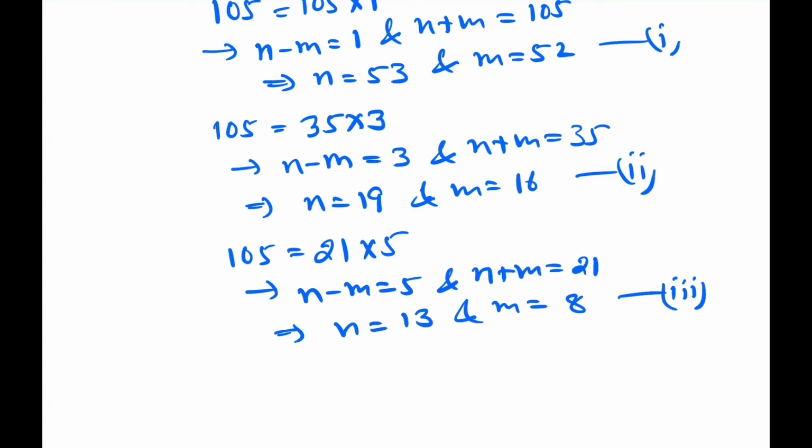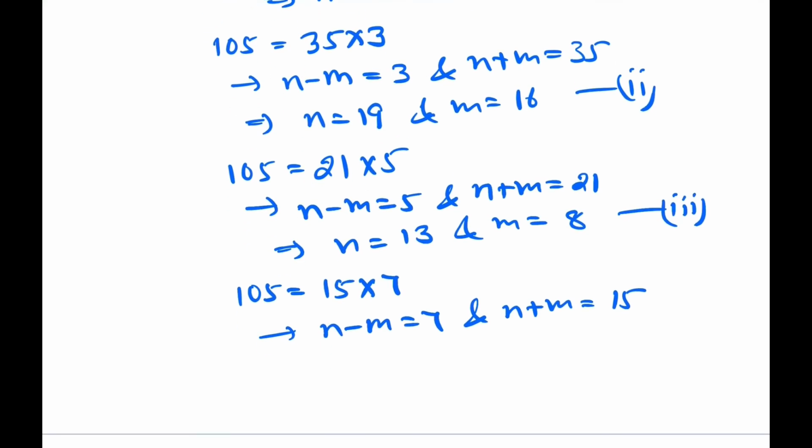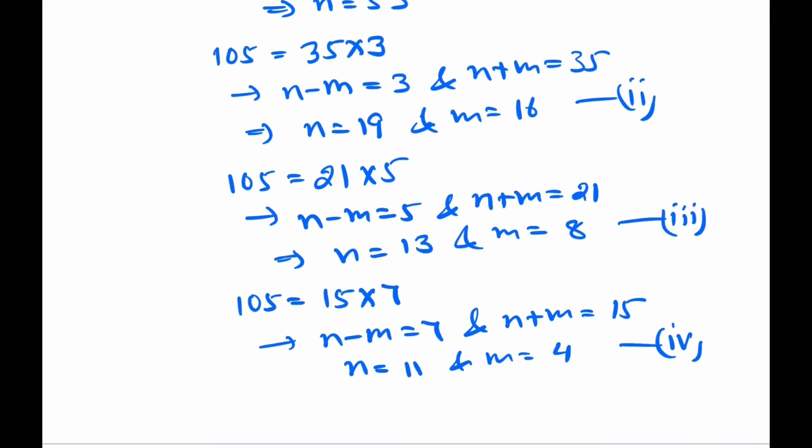Now again, we can write 105 as 15 into 7. So for this, n minus m equal to 7 and n plus m equal to 15. So by solving these two equations we get n equal to 11 and m equal to 4. So this one is the fourth solution.